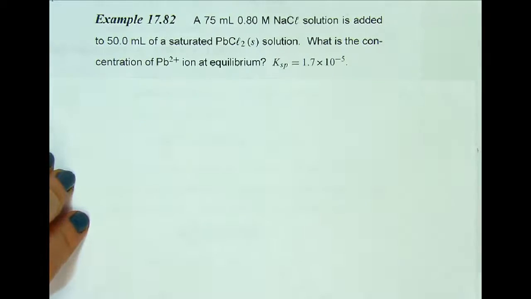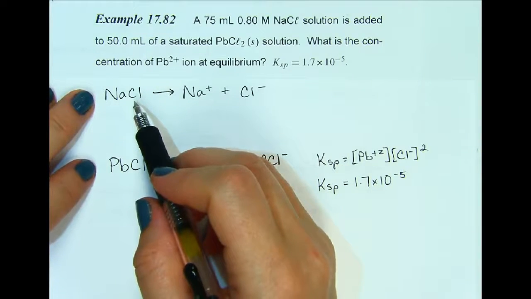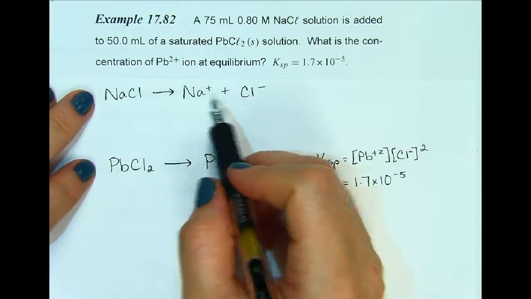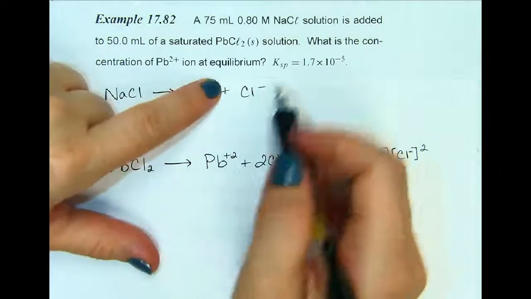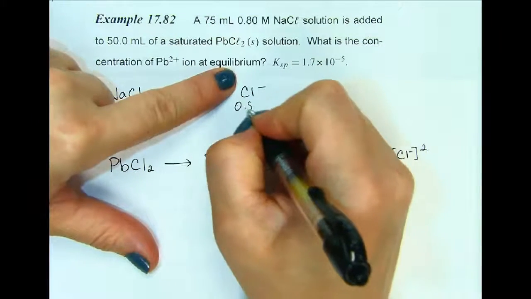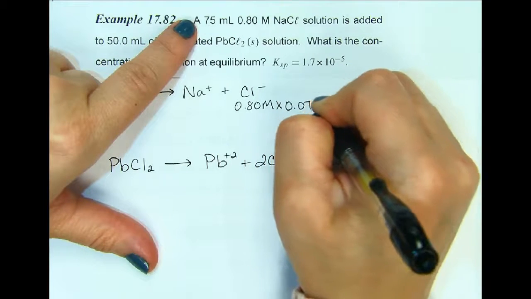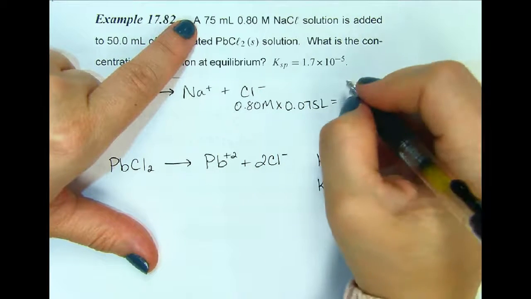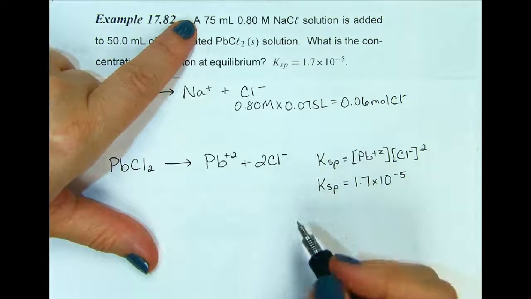So let me set up my equation. So my sodium chloride is a soluble salt, which means it'll dissociate 100%. So because I have a 1-to-1 ratio here, this 0.80 molar times this 0.075 liters is going to get me 0.06 moles of chloride ions.